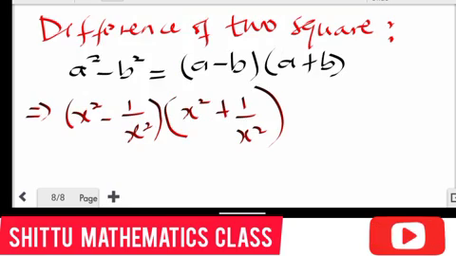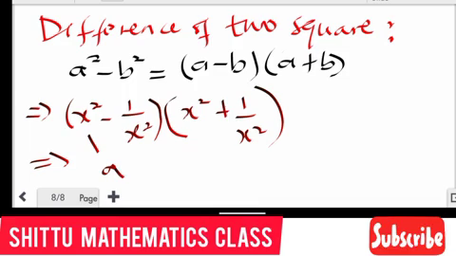So we are still going to use the difference of two squares for this one also. So this is going to be a, and this is going to be b, using this difference of two squares. Are you getting it now? So therefore what are we going to have?